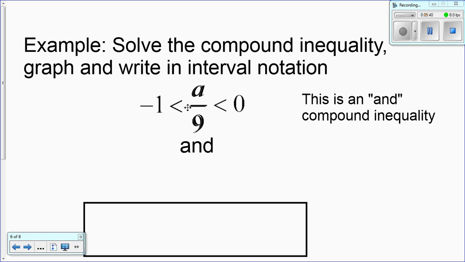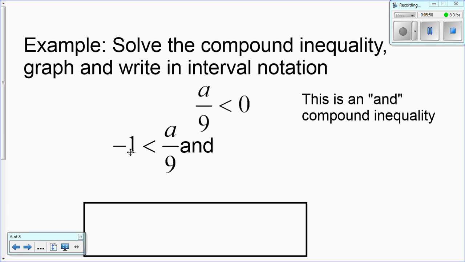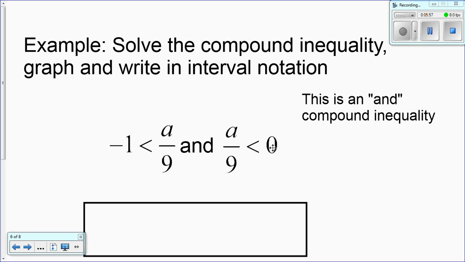To split this up, we're going to take the first number and the middle part and make that into one inequality. So everything surrounding the one inequality, like that. And then what's left is the middle part and the end of it. And that's our second inequality. So now we have two inequalities. And then we just go ahead and solve them the same way.